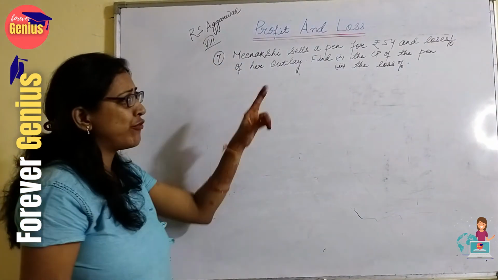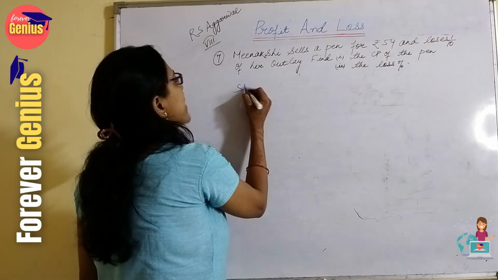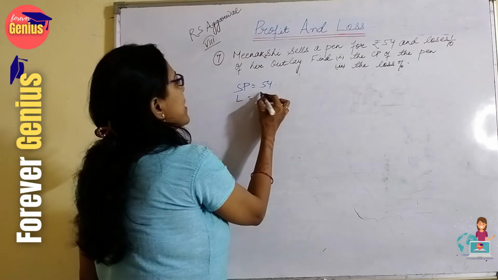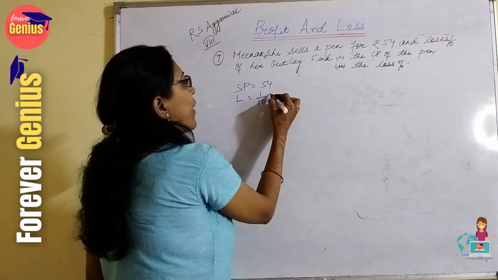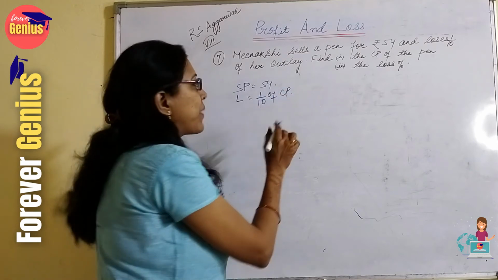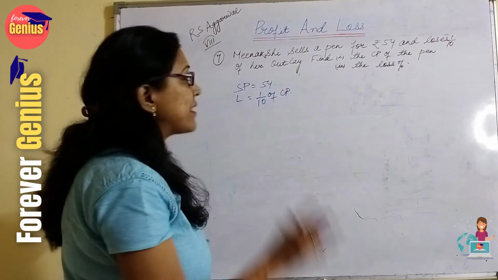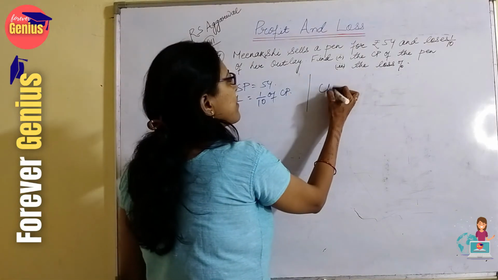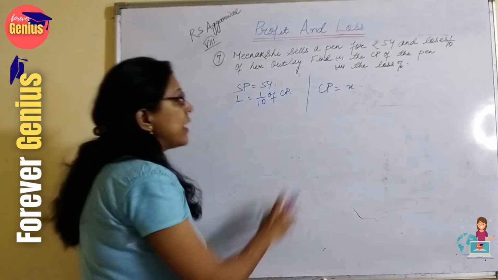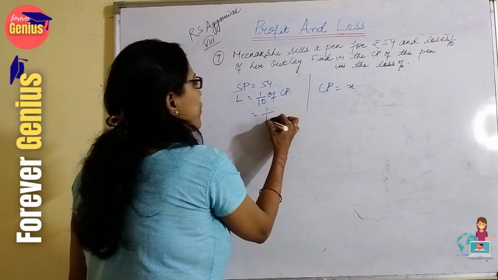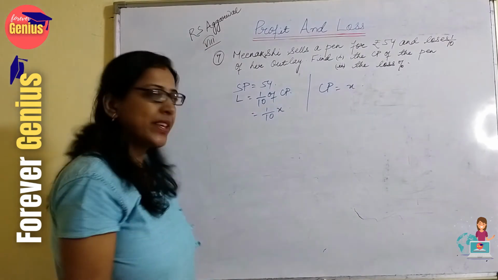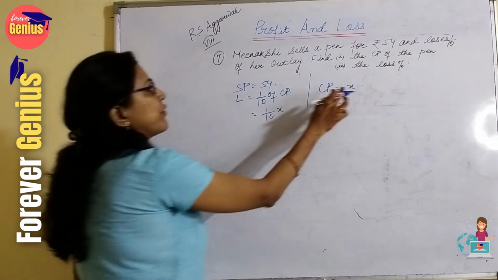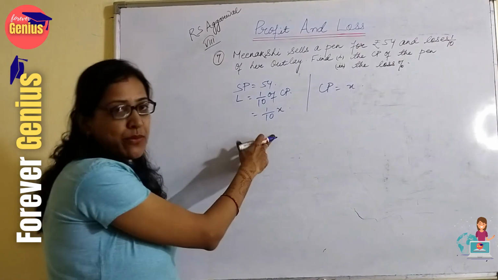Meenakshi sells a pen for ₹54, means selling price is 54, and loses. Loss is 1 by 10th. 1 by 10th of what? Cost price, because we always calculate on cost price. Find the cost price of the pen. We don't know the cost price, so let the cost price be x. If cost price is x, loss becomes 1 by 10 of x.